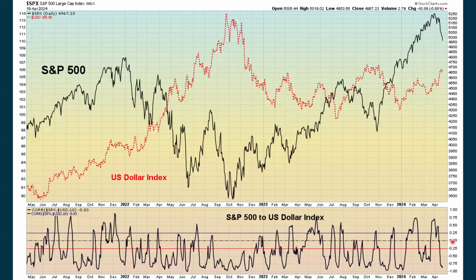We look at the S&P 500 and compare it to the US dollar index. They're having a pretty strong tendency to go in opposite directions. So if the dollar is up, which it has been lately, that can be pressuring stocks. If the dollar goes down, that may give some support to stocks.